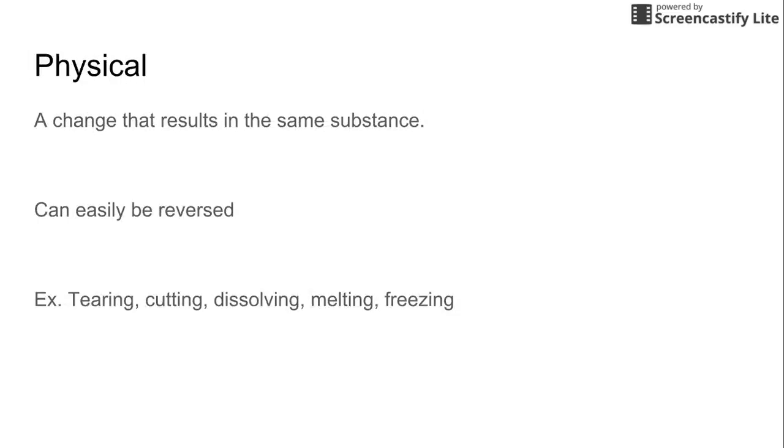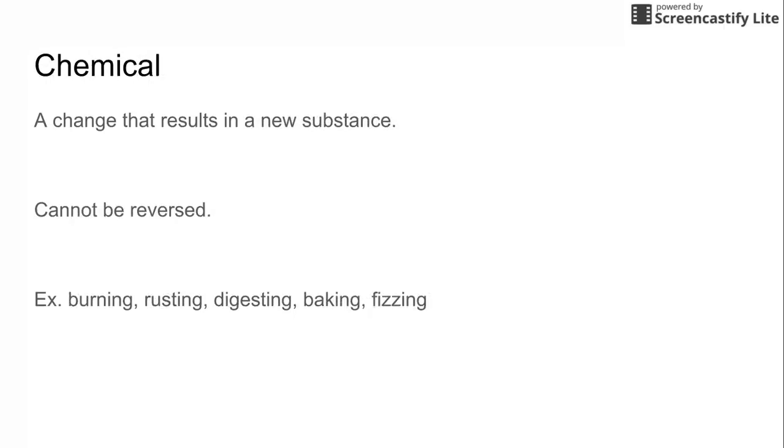When we talk about physical change, it's a change that results in the same substance, and this can easily be reversed. So tearing something, cutting something, dissolving something, melting, or freezing. A chemical change is a change that results in a new substance, and this is something that cannot actually be reversed. So burning, rusting, digesting, baking, and fizzing.